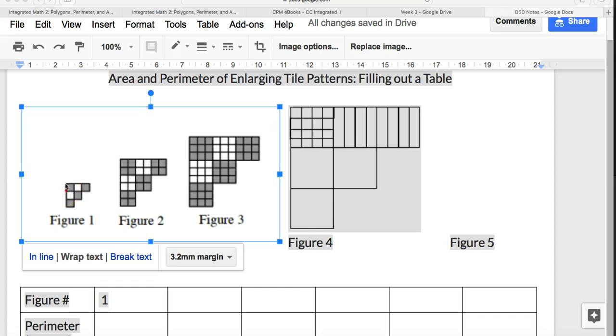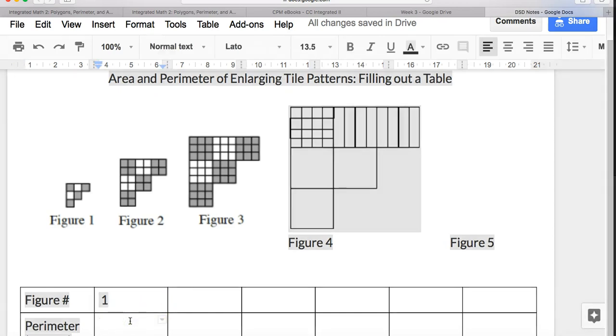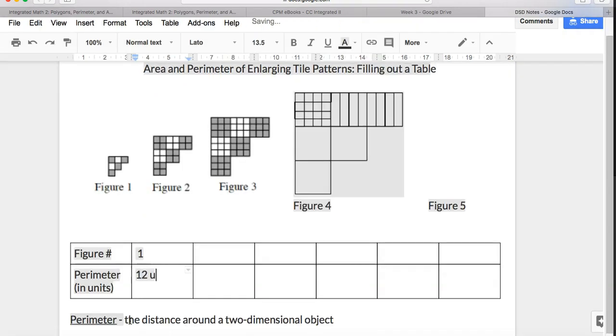So here's 1, right? Here's 2, 3, 4, 5, 6, 7, 8, 9, 10, 11, and 12. So the perimeter of this design, figure 1, is 12 units. So we can record that in our table. Perimeter is 12 units. Okay?